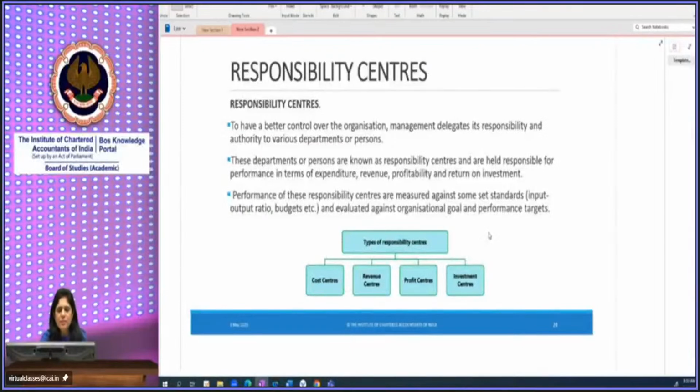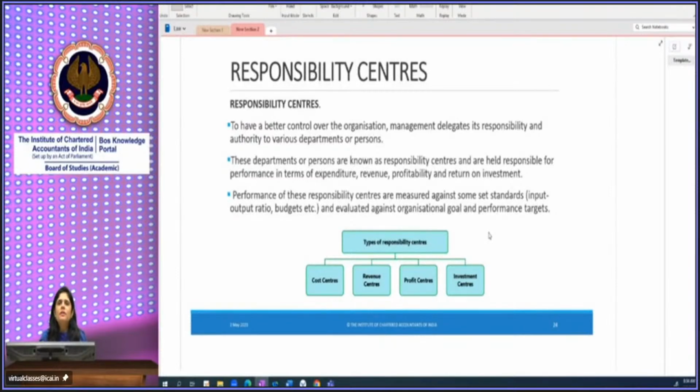Now let us try to understand, to have a better control of the organization, it is basically decentralized. Decentralized means everybody has been split and segregated, that you take care of your particular center or department or company or branch. Management delegates the responsibility and authority to various departments or persons. These departments or persons are known as responsibility centers and are held responsible for performance in terms of expenditure, revenue, profitability, and return on investment.